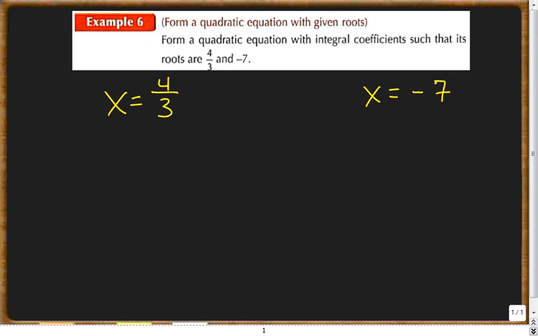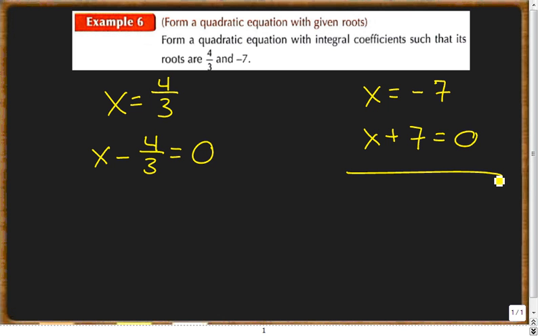So for each side, I want to move everything over to one side. So here on the left, I'm going to get x minus 4/3 equals 0. And on the right side, I'm going to get x plus 7 equals 0. This side is ready to go. It's in the form that I want. This side just needs a little bit of work, and it's pretty easy to do.